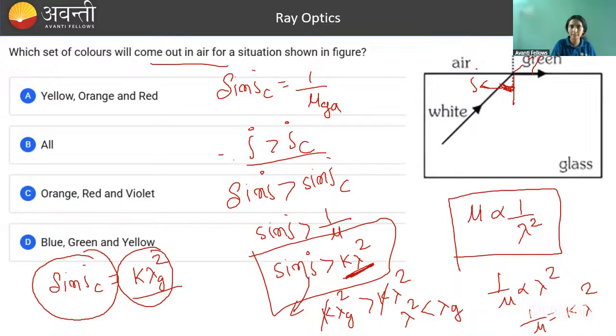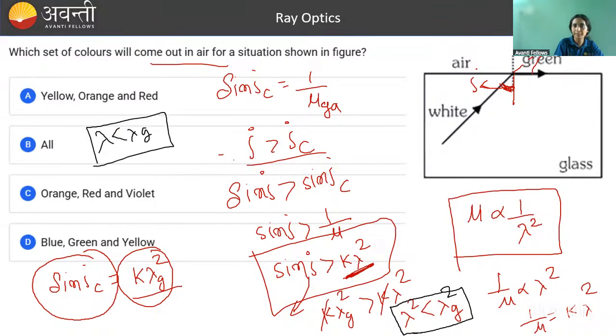For lambda square less than green one. So am I getting opposite? It feels like. Okay, let me check. Which set of color will come out? What I'm trying to calculate here is which color will get totally internally reflected. Whatever lambda is less than lambda G will get totally internally reflected.